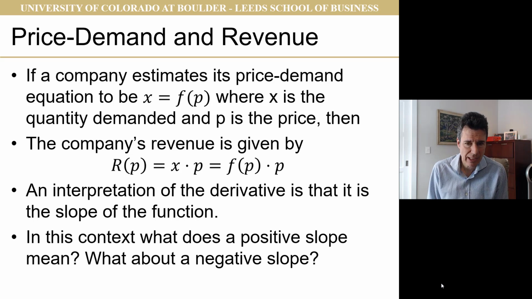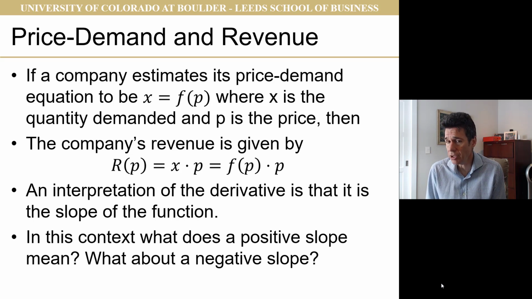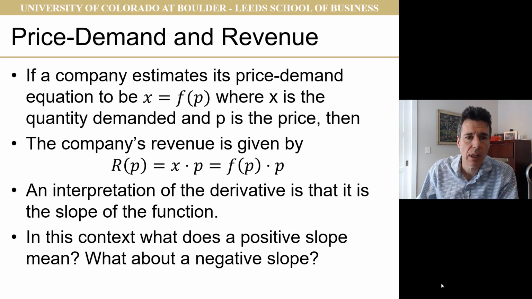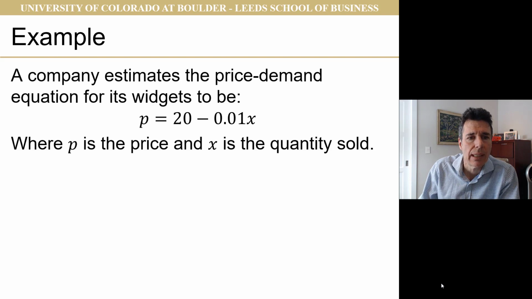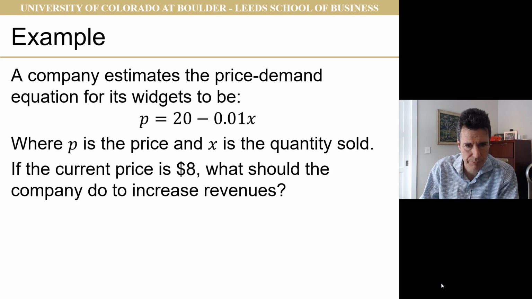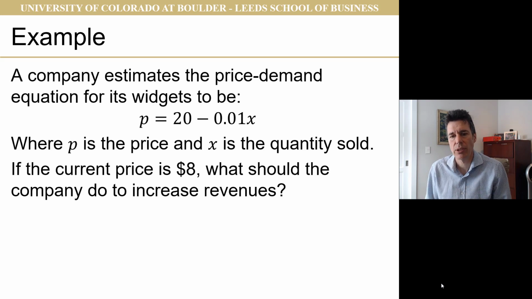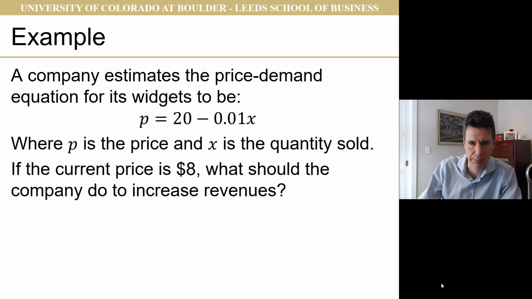Now, because the revenue function is not usually a linear equation, this interpretation only works for relatively small changes in price. Okay, so let's do an example. A company estimates the price-demand equation for its widgets to be p equals 20 minus 0.01x, where p is the price and x is the quantity sold. If the current price is 8, what should the company do to increase revenues? Should they increase them, decrease them, or keep them the same?